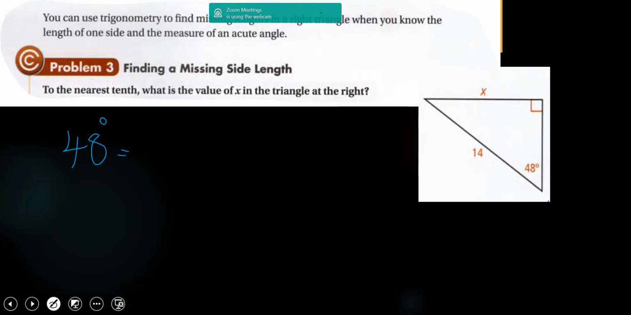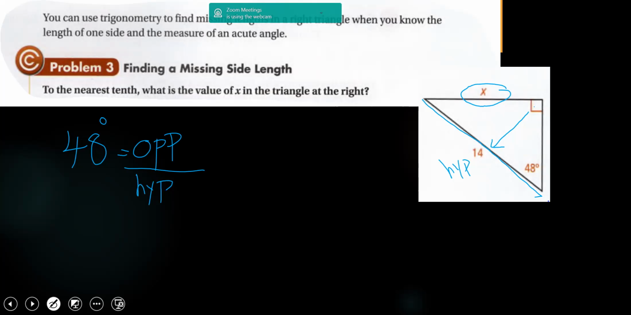Now, according to the angle 48, which side do I have? Is it the opposite or the adjacent? No, it's the opposite. So I will write opposite over. What is the name of this side? It is opposite to the right angle. Hypotenuse. Yes, since it is opposite to the right angle, this is the hypotenuse. So for the angle 48, the given dimension here is the opposite, and the hypotenuse.